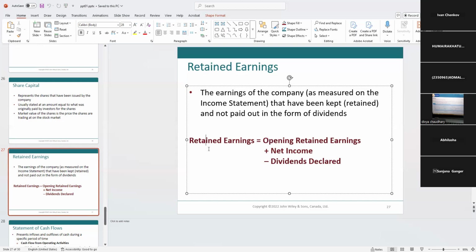What will be the retained earnings next year? It will be the retained earnings from the first year of operation plus the net income which was kept in the company in the current period, minus any dividend paid to the shareholders. So do you see the difference between the net income and retained earnings? I want you to be careful here and I want you to clearly realize this.